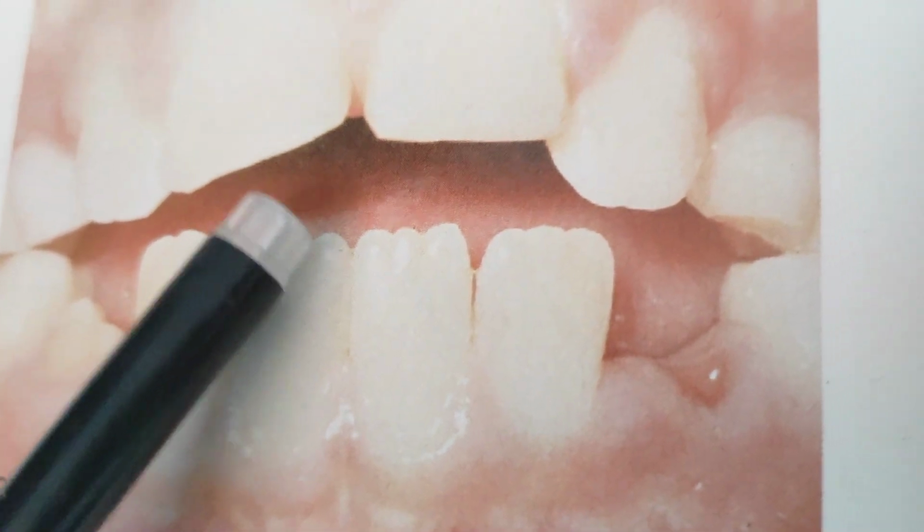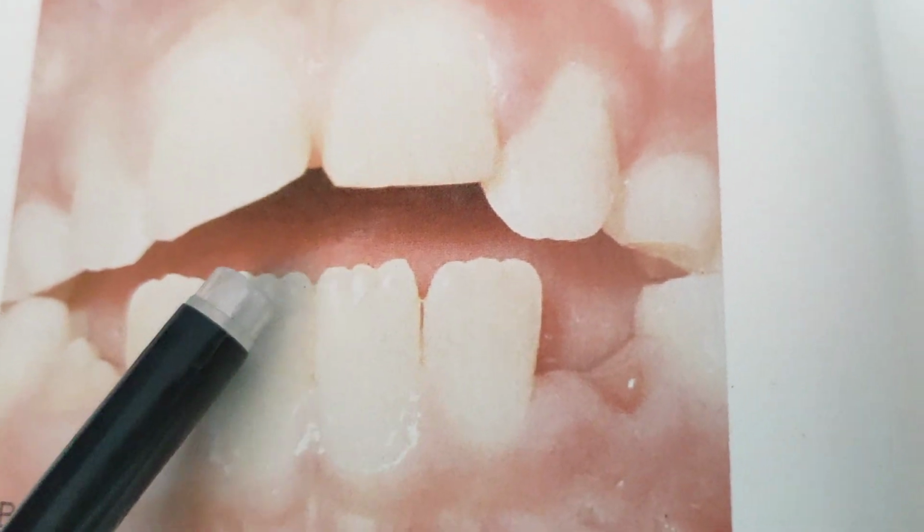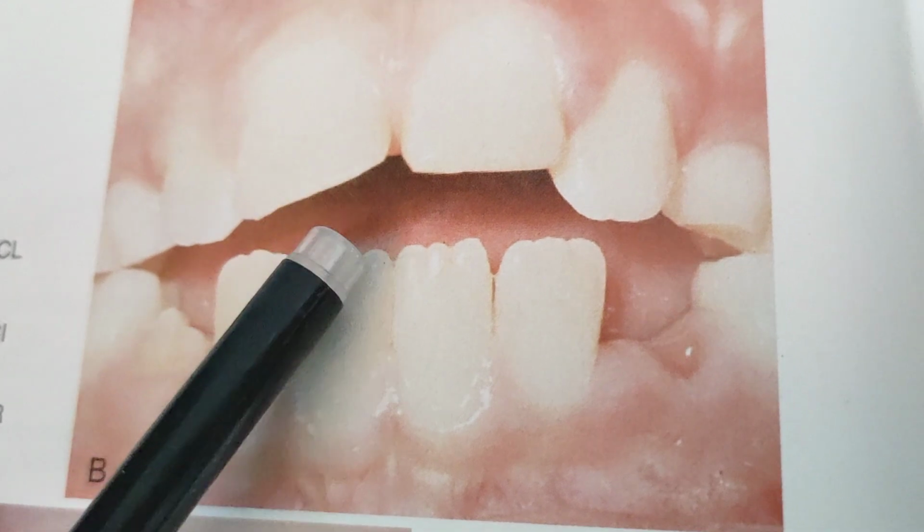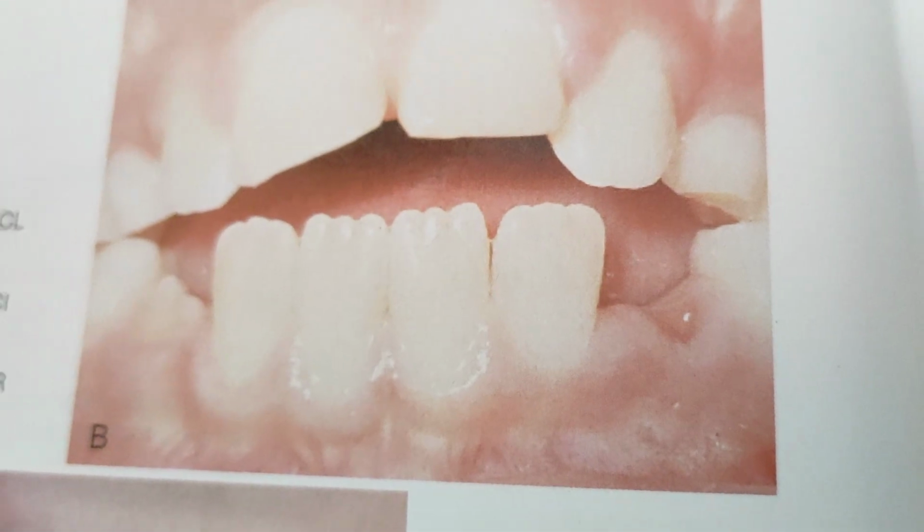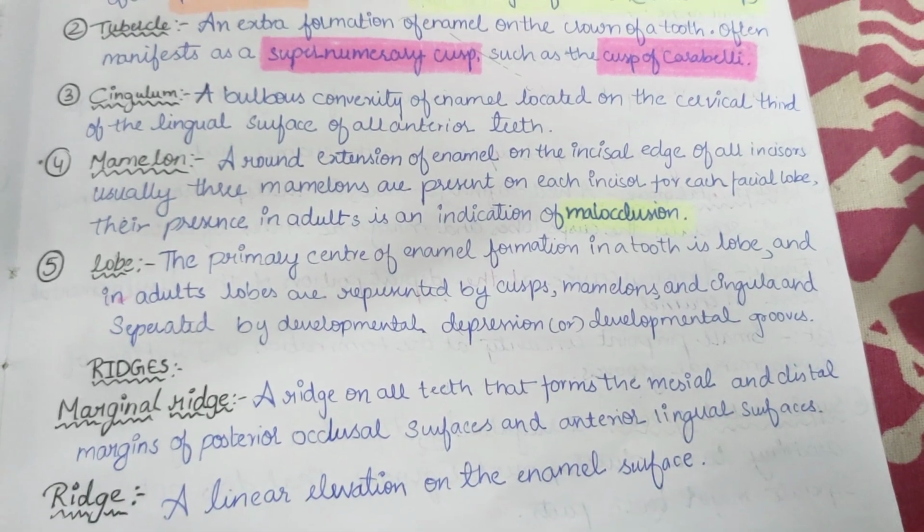Now here the curves like this, 3 are there. Mostly 3 are present on each incisor. So 3 curves here you can see. These are known as mamelons.